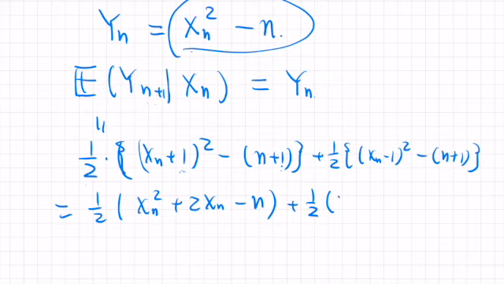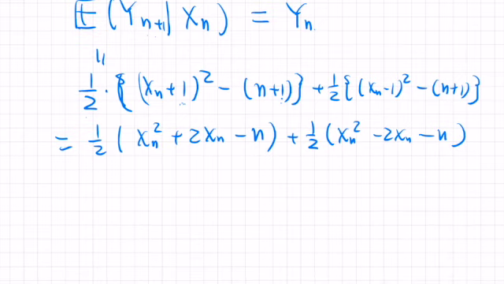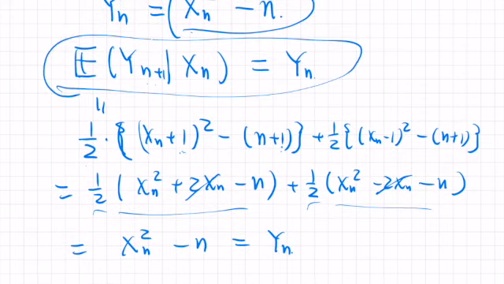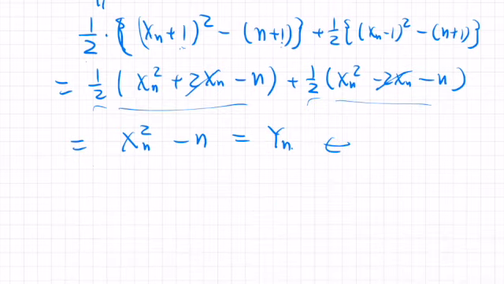And the next term is xn and minus n. So this will be cancelled by this, and we have the same thing here and here, but multiplied by 1/2. So we have in the end x squared minus n, which is yn. Therefore, we have a martingale here. We will be using this result in a later example. And that is the problem of stopping rule.